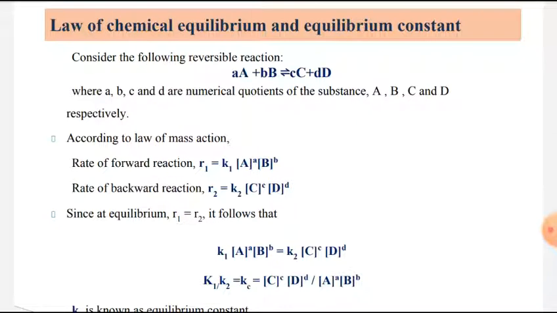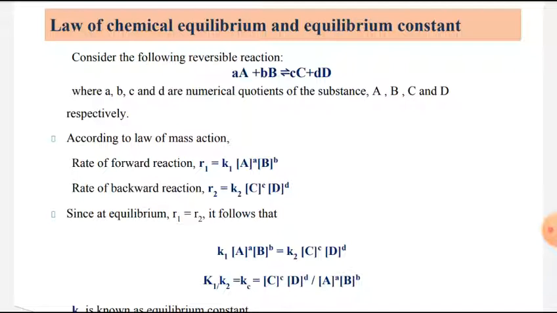It is a reversible reaction in which a moles of reactant A react with b moles of reactant B and give c moles of product C and d moles of product D. Small a, b, c and d are the numerical coefficients of the substances A, B, C and D respectively.